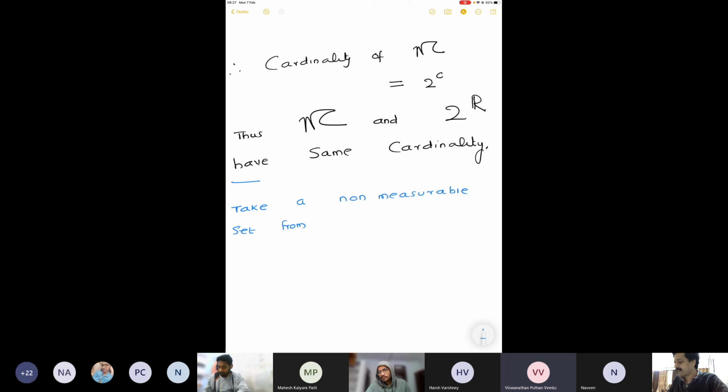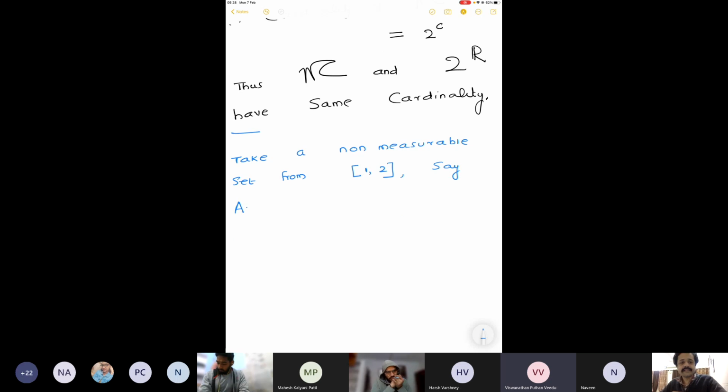Take it not from [0, 1], but from [1, 2]. Whatever you did on [0, 1], you can do the same thing in [1, 2]. You have to define addition modulo 2, and so on. Let us say A. So what is A? A is the non-measurable set inside [1, 2] which you have constructed. We constructed it inside [0, 1], but why [1, 2], you will see. Now you find the union of this A with each measurable subset of the Cantor set. Each subset of the Cantor set is measurable, right?